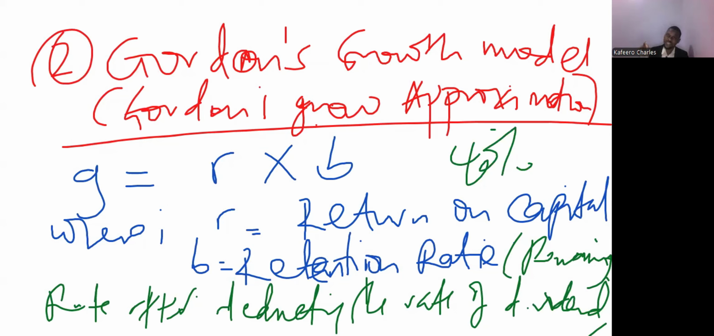So for this formula, the examiner will be talking about the retention rate. For example, if you are the CEO of the business, you decide that you are going to pay a dividend of, let's say, 60%. So the retention will be the remaining part that you have not declared as dividend. So it will be 100 minus the 60 you have declared. The balance is the 40%, which is the retained amount.